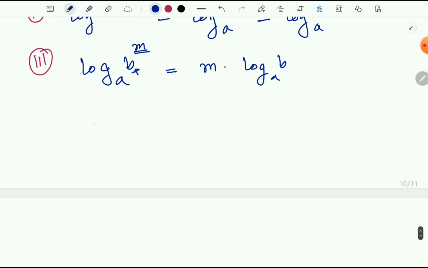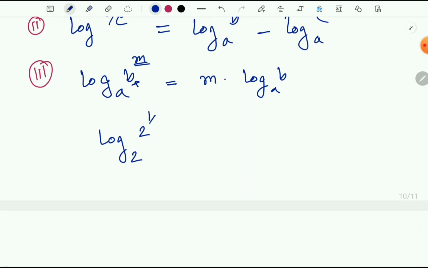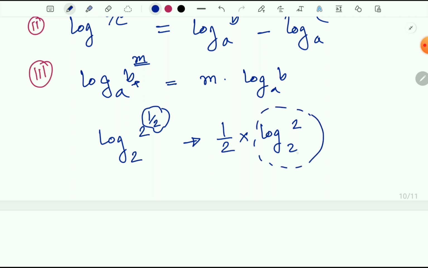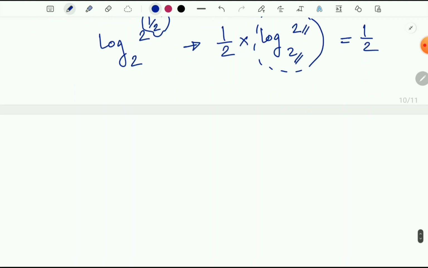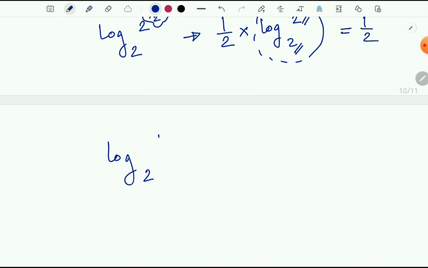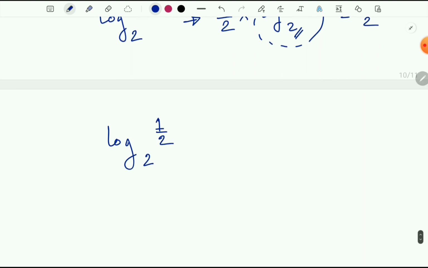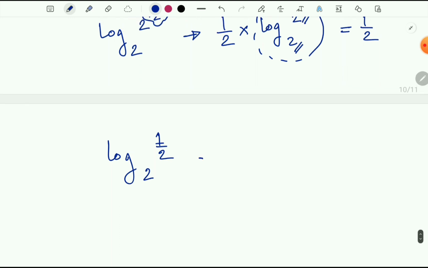So tell me how we can simplify this expression: log base 2 of 2 to the power half. This is a power which we can write this way: half into log base 2 of 2, and this term, we know, whenever the base and the argument are the same, the log of them is 1. So the answer of this is half. Log base 2 of 1 by 2, maybe I have already discussed it. Yes, this is -1.